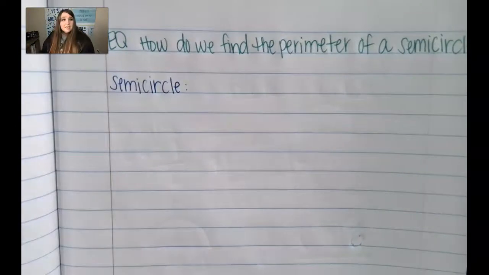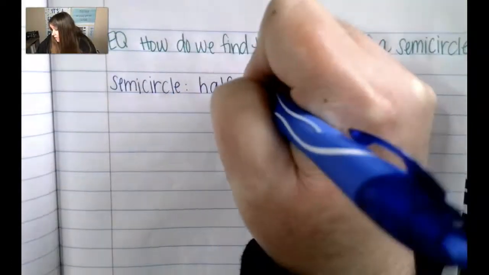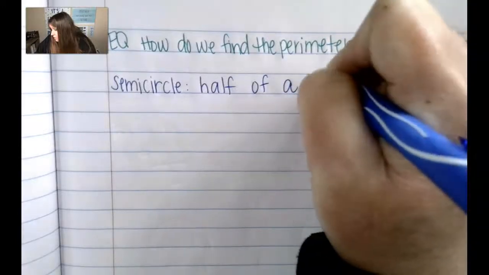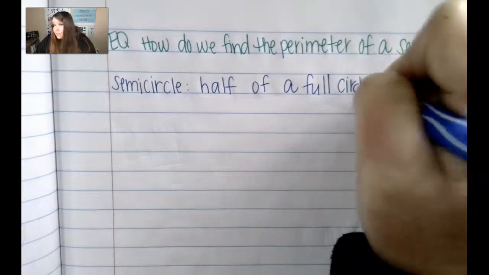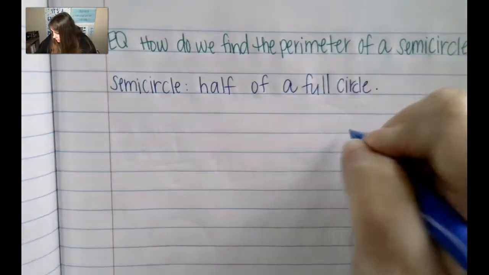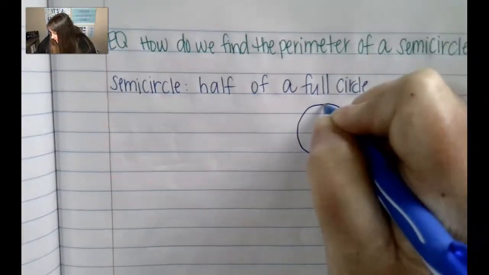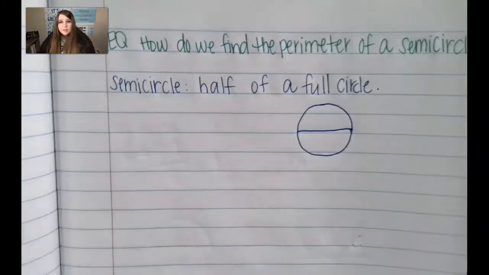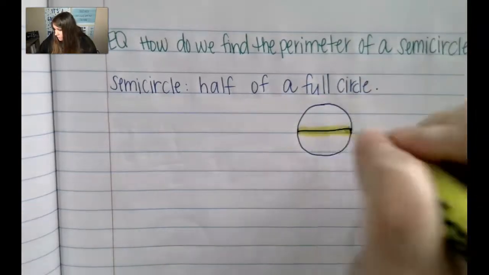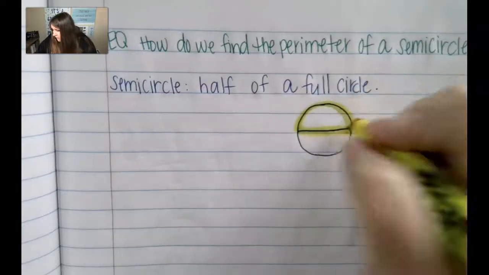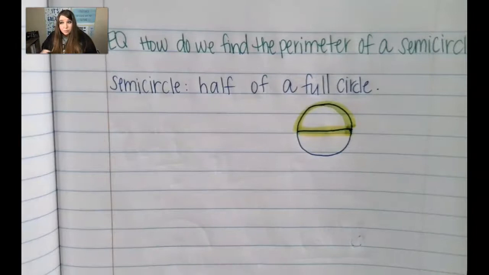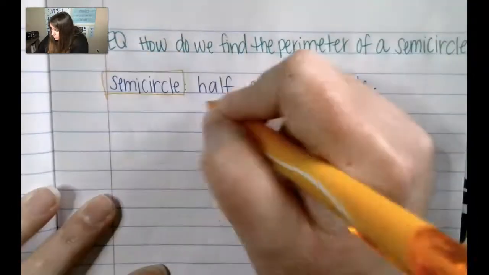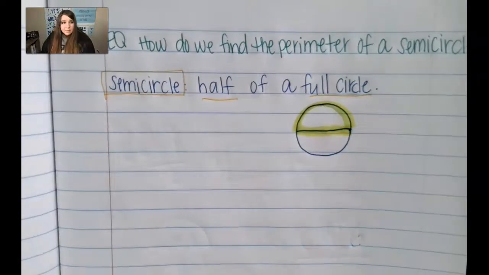And a semicircle is 1/2 of a full circle. So it is half of a full circle. So let's say that I have a circle and I cut it in half. The part that you would be walking on, or the perimeter that you'll be looking at, is your diameter plus the outside half of the circle. So that is the perimeter that we are looking at. So a semicircle is half of a circle. Okay, so that's what we're looking at today.